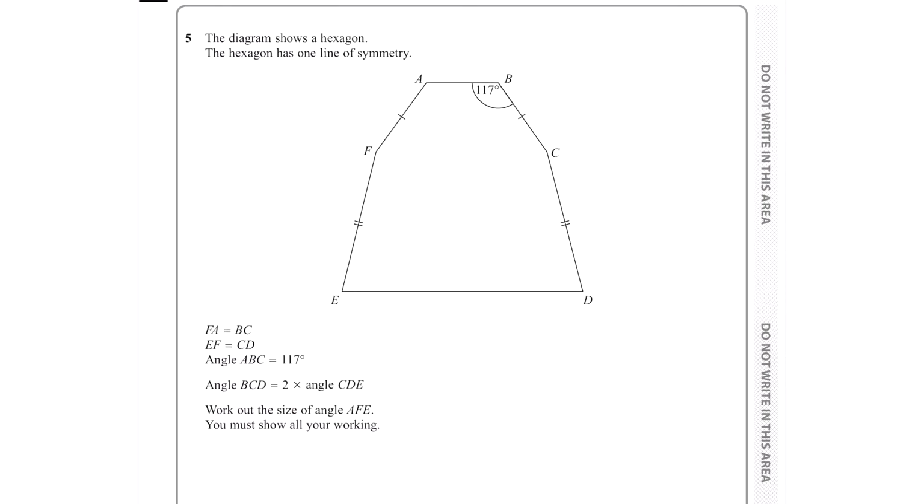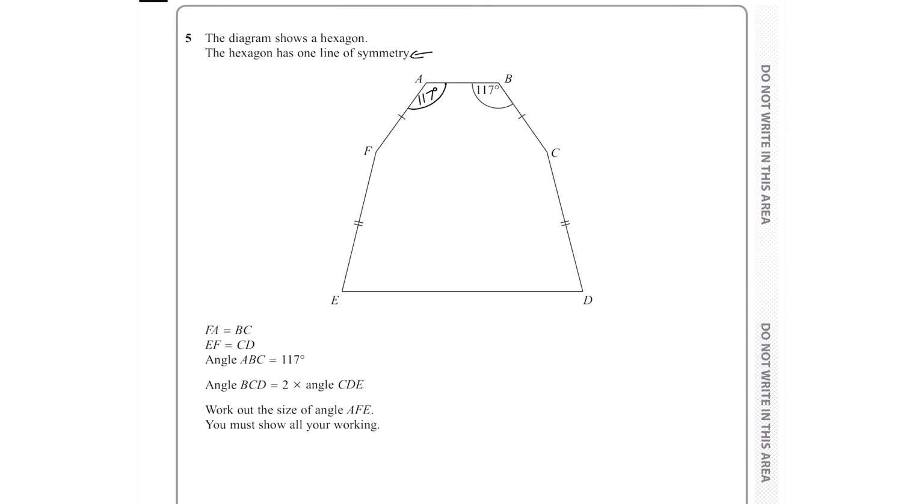The hexagon has one line of symmetry, so that means if I was to cut it down the middle, both sides are the exact same. So in essence, what that means is if that angle is 117, this angle here is also 117. So I'll just break that line off. So that's what this bit here means. So we've been given some information. Okay, FA is equal to BC, EF is equal to CD.